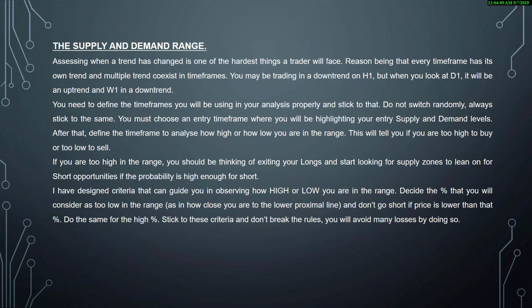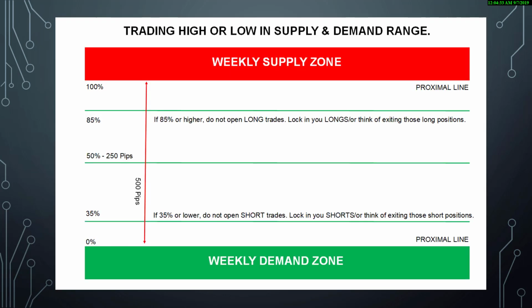Decide the percentage that you consider as too low in the range, as in how close you are to the lower proximal line, and don't go short if price is lower than that percentage. Do the same for the high percentage. Stick to these criteria and don't break the rules. You will avoid many losses by doing so. So basically, this is what I'm talking about, right? Trading high or low in a supply and demand range, right?